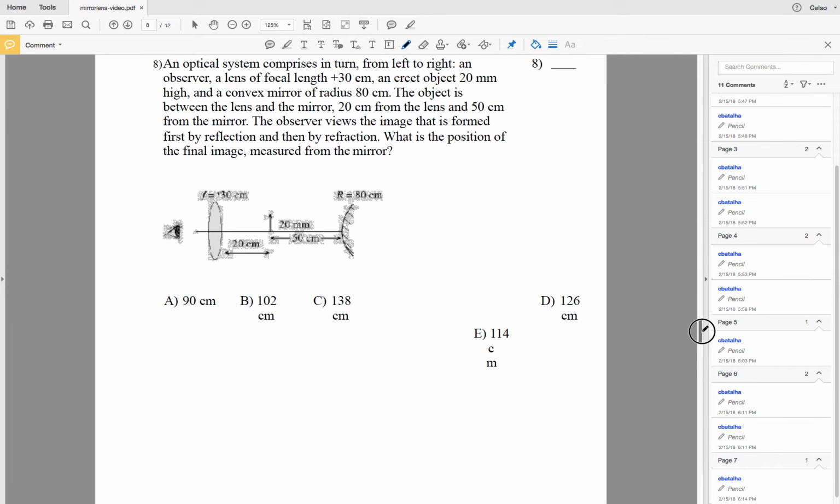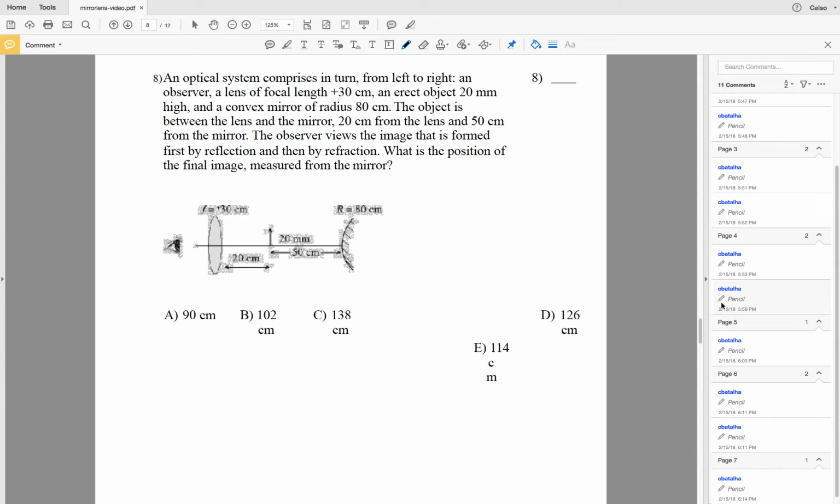Now, what is this? Oh, that's a cool one. Now you have a combination of lenses and mirrors, and that is the typical idea of a telescope, not of a microscope, but certainly of a telescope. In a telescope, if you have a reflector, you have a mirror, and you have an eyepiece that allows you to magnify and see things. So let's see what's going on here. An optical system comprised, in turn from left to right, of an observer, a lens, and the focal length is 30 centimeters.